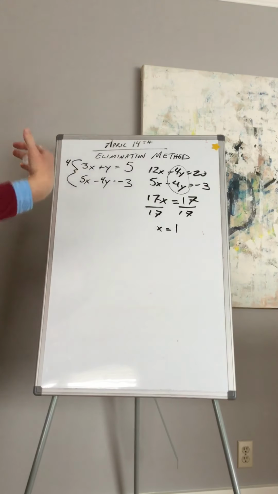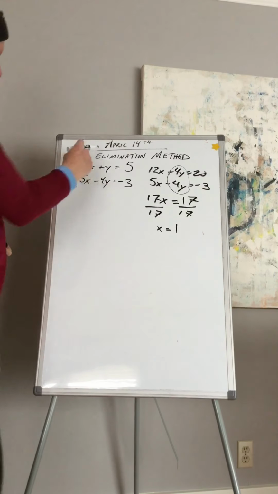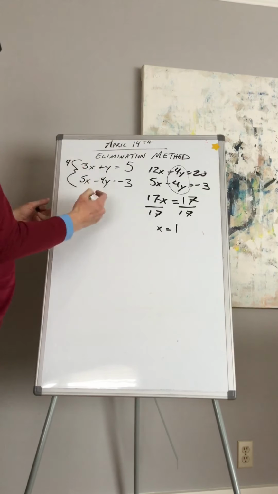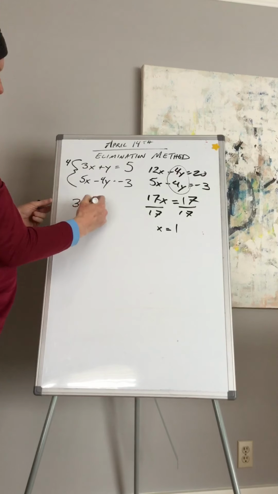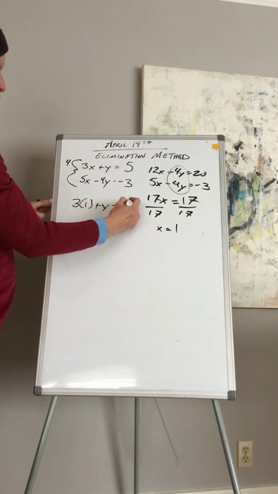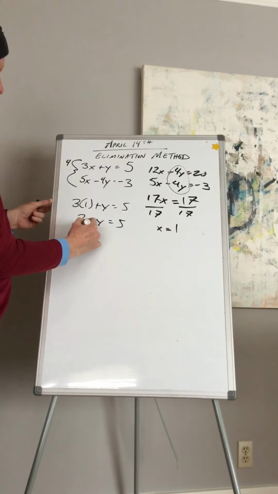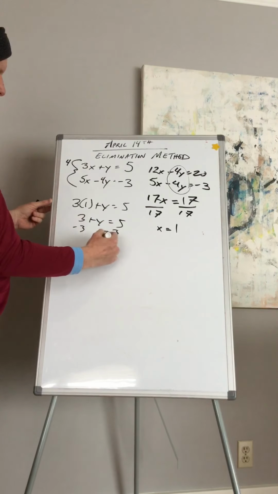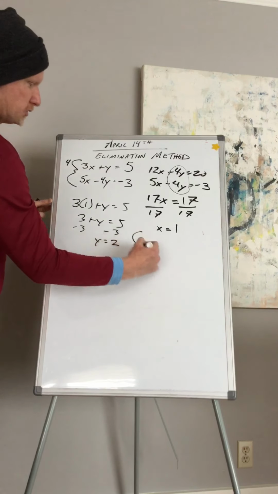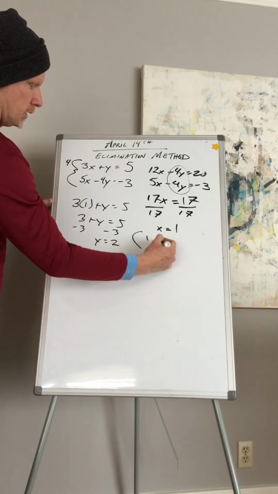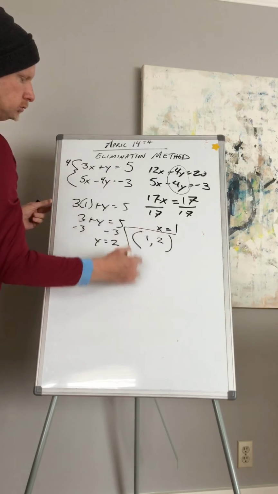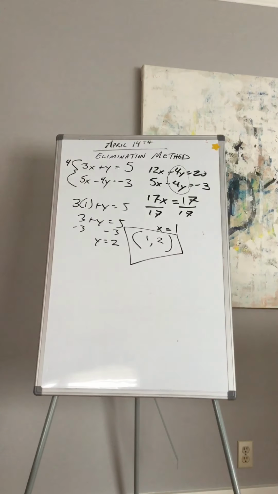Then I plug that back into one of the equations. So I'll plug that back into, let's say, the original one. So 3 times 1 plus y equals 5. 3 plus what equals 5? y equals 2. So our solution for this one would be (1, 2). Okay, I'll take a look at that for a second. You can take a picture or screenshot it, and we'll do one more.